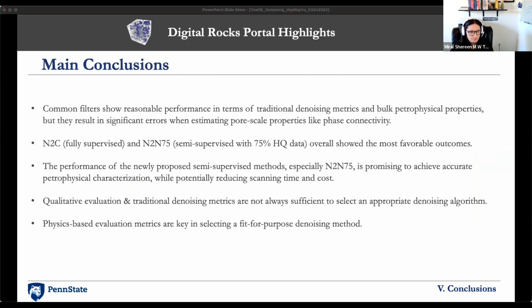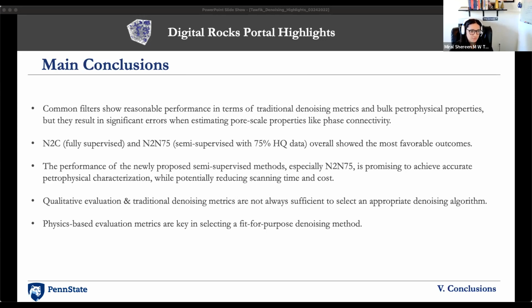So some of the main conclusions out of this study are that the common filters show reasonable performance in terms of traditional evaluation metrics and bulk properties like porosity and saturation, but they result in significant errors in pore scale property estimates. There is also no single denoising algorithm that is most accurate across all petrophysical properties, but N2C and N2N75 showed an overall more favorable performance compared to the rest of the denoising methods.